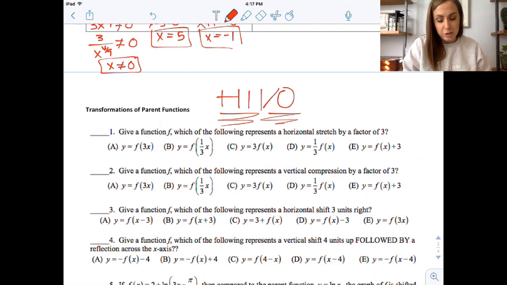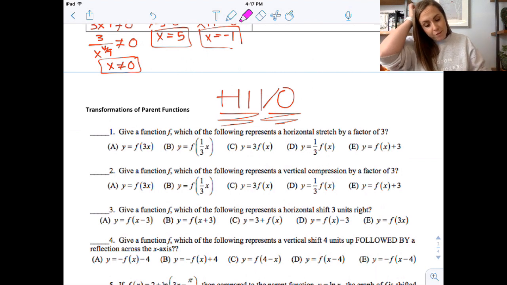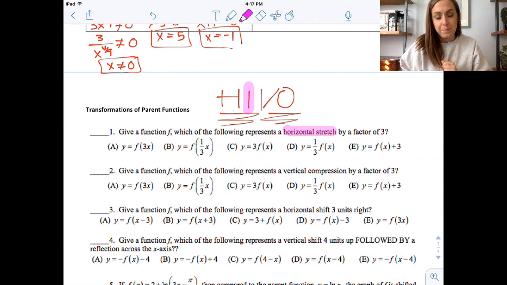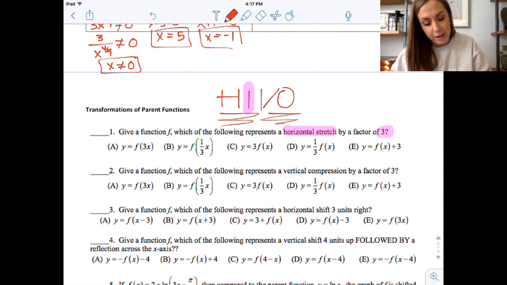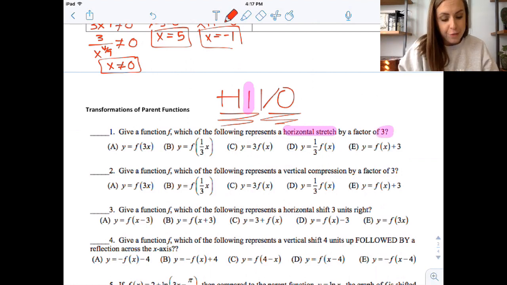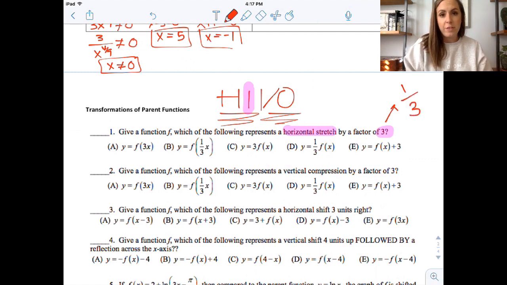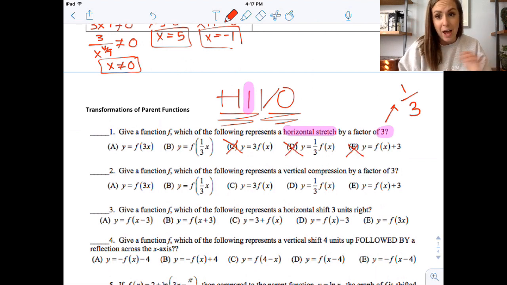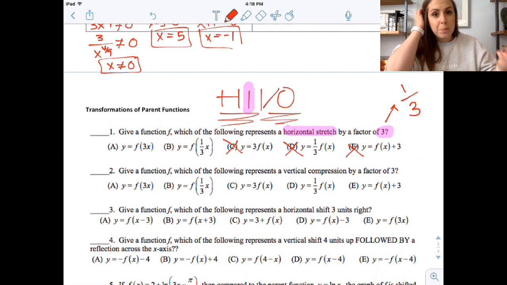So given f, which of the following represents a horizontal stretch, that tells me it's going to be inside, by a factor of 3. Now, if it's stretching by a factor of 3, then what that tells me is I should actually be multiplying by 1/3, right? By the reciprocal of that. So it needs to be inside, which this is multiplying outside, this is multiplying outside. That's adding, not that. And if it's inside, it should be the opposite of what we think it should be. That should be the 1/3. So that would be B.